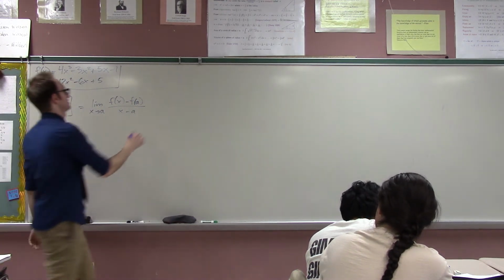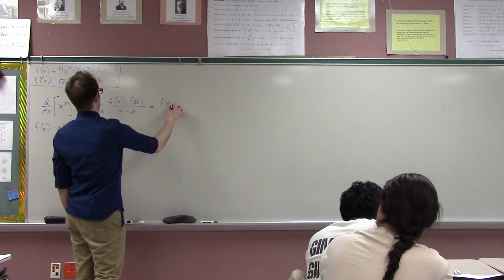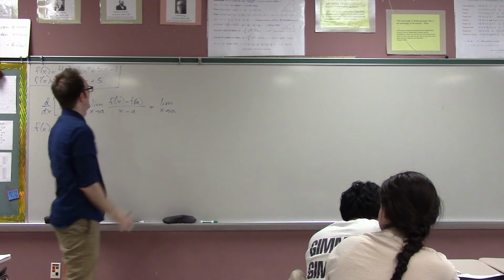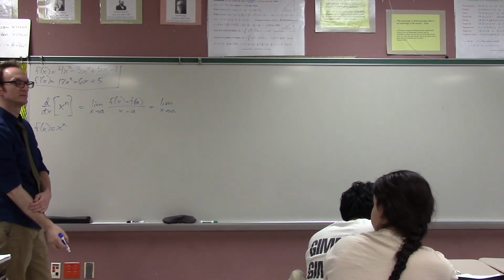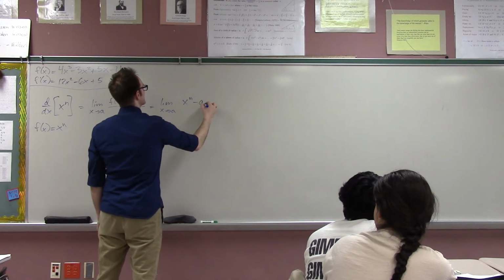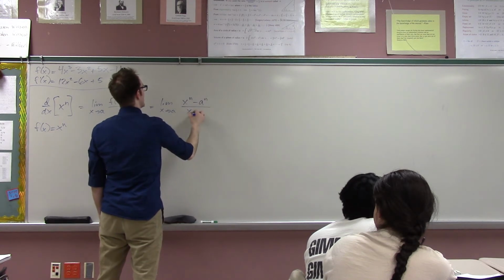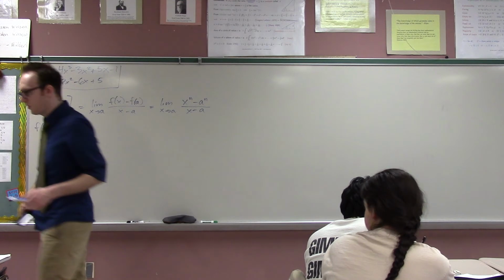So let's actually do this right. So what is this? More particularly, this is the limit as x goes to a of what do we have here? Everyone do this. This is x to the n minus a to the n over x minus a. Right? Okay. What is that limit?